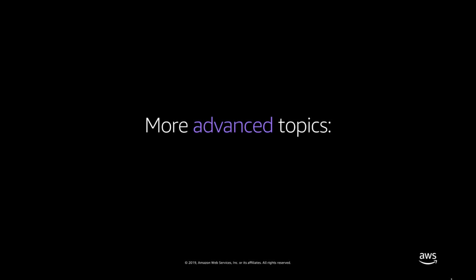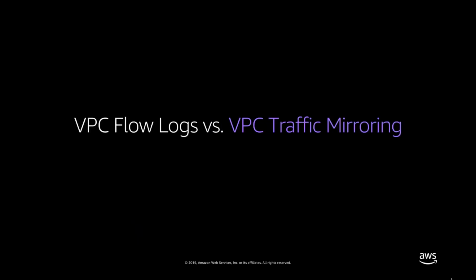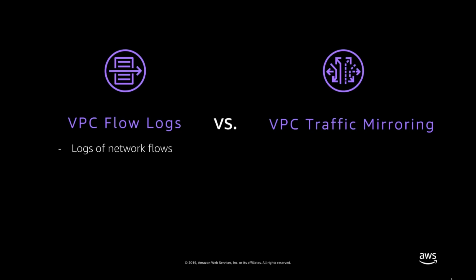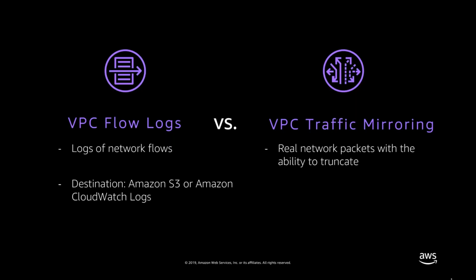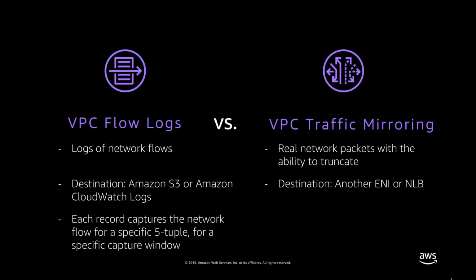Now let's take a look at some of the more advanced topics on traffic mirroring. But before we get there, let me clear up the key differences between flow logs and traffic mirroring. And you can obviously use flow logs and traffic mirroring together. With flow logs, you get the logs of the network flow; you do not get the packet captures. With traffic mirroring, you get the real network packet with the ability to truncate those packets. The destination for flow logs can be Amazon S3 or CloudWatch, while the destination for traffic mirroring as of now can be an ENI or NLB. With flow logs, you essentially get the five-tuple of the network traffic, so it's metadata, and with traffic mirroring, it's a real network packet, including the payload.